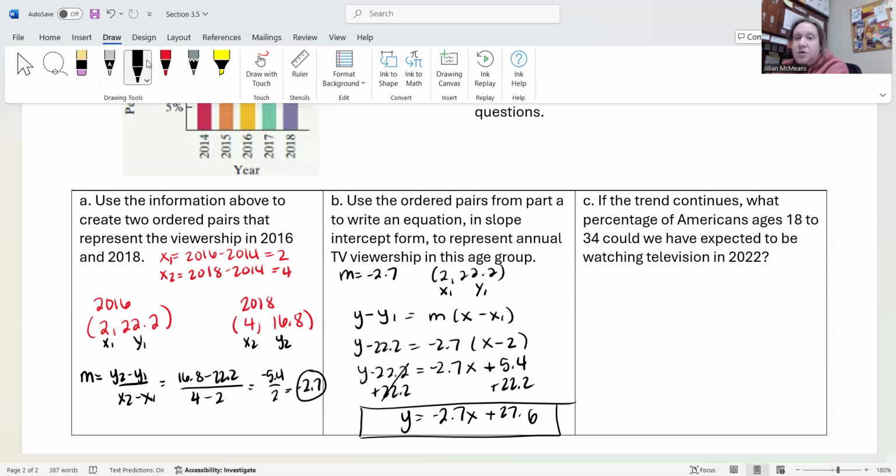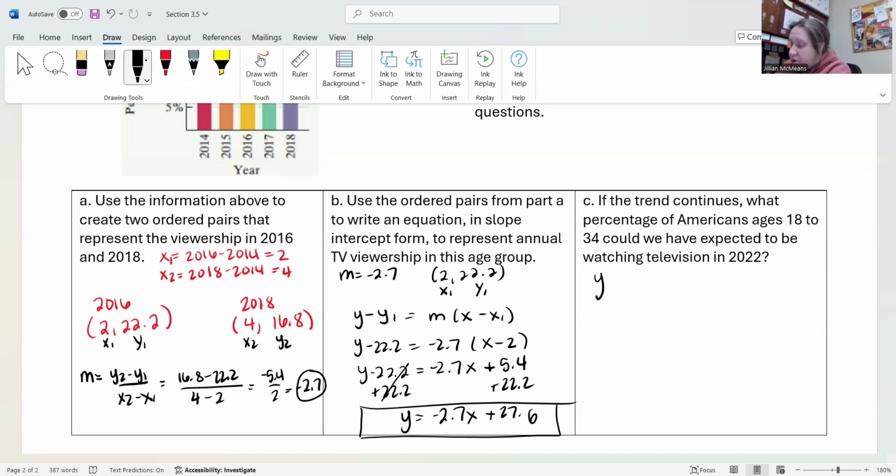Now, part C says, if the trend continues, what percentage of Americans ages 18 to 34 could we expect to be watching television in 2022? So again, I want to be very clear. If you were in a statistics class or some other math class, you would do this very differently. You would do something called linear regression. Here, we're just doing a play on this idea of point slope form, okay? So do know that in a different class, you would do this differently. But for now, we're just going to roll with it.